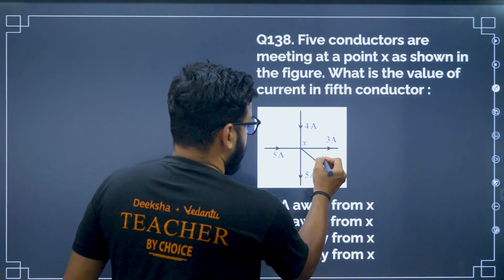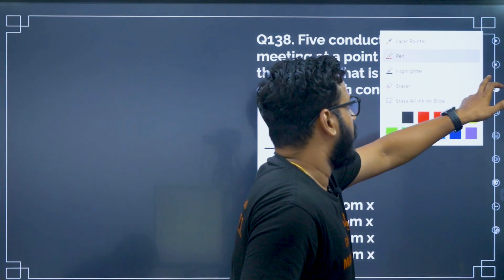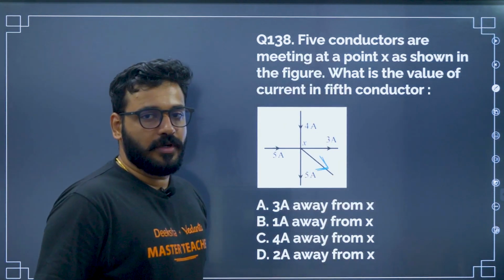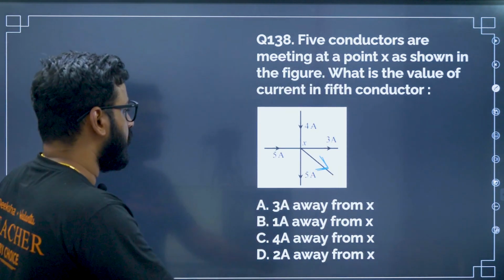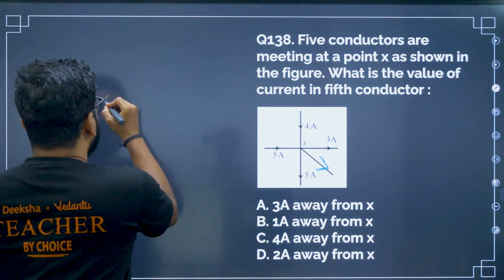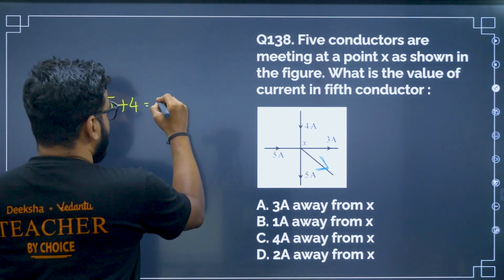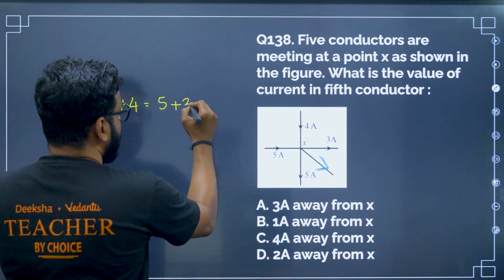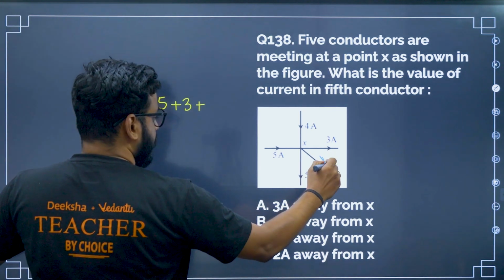All right. What is the current in this conductor? So basically, as we all know, Kirchhoff's junction rule is applied over here. The sum of all the currents entering is equal to the sum of all currents exiting. So all currents entering, we can write it as 5 plus 4, is equal to exiting, which is once again 5 plus 3 plus, let this be X, or I.